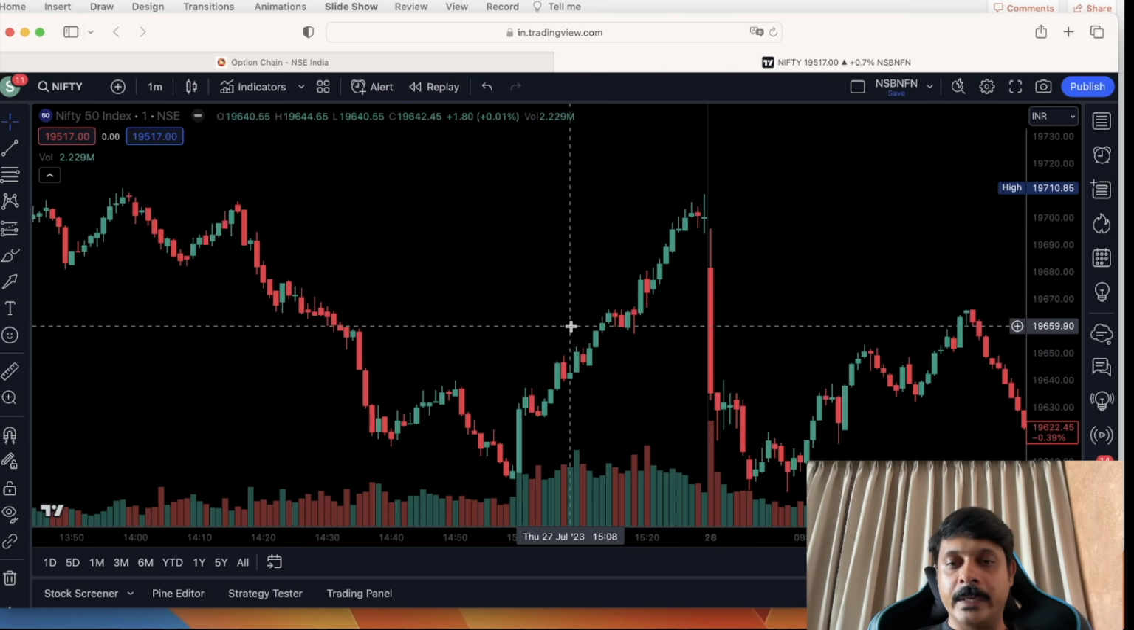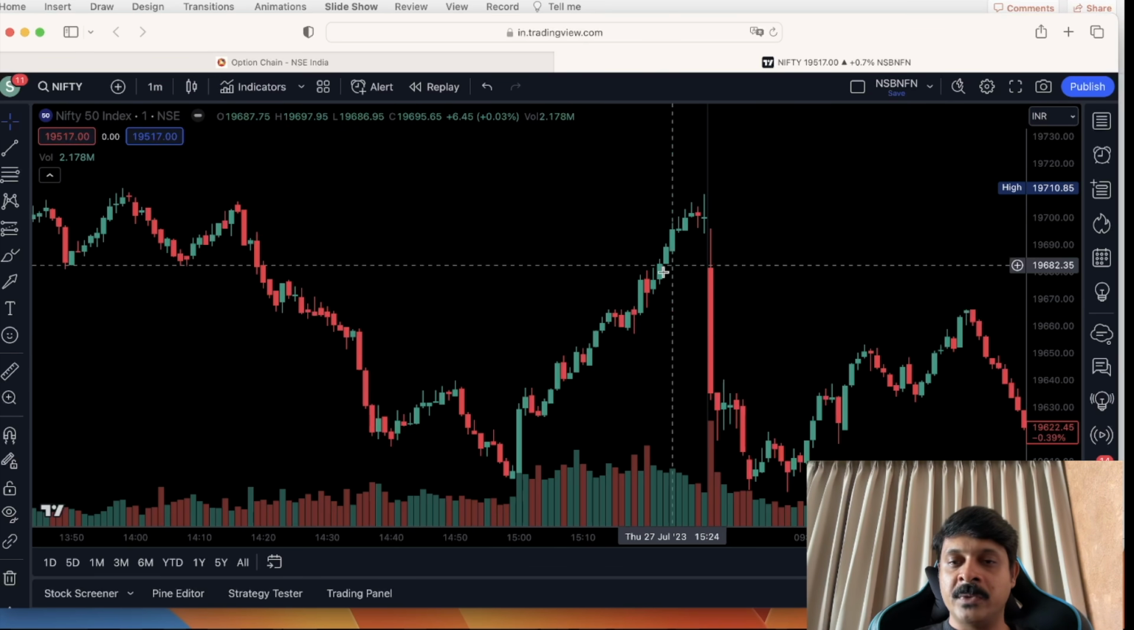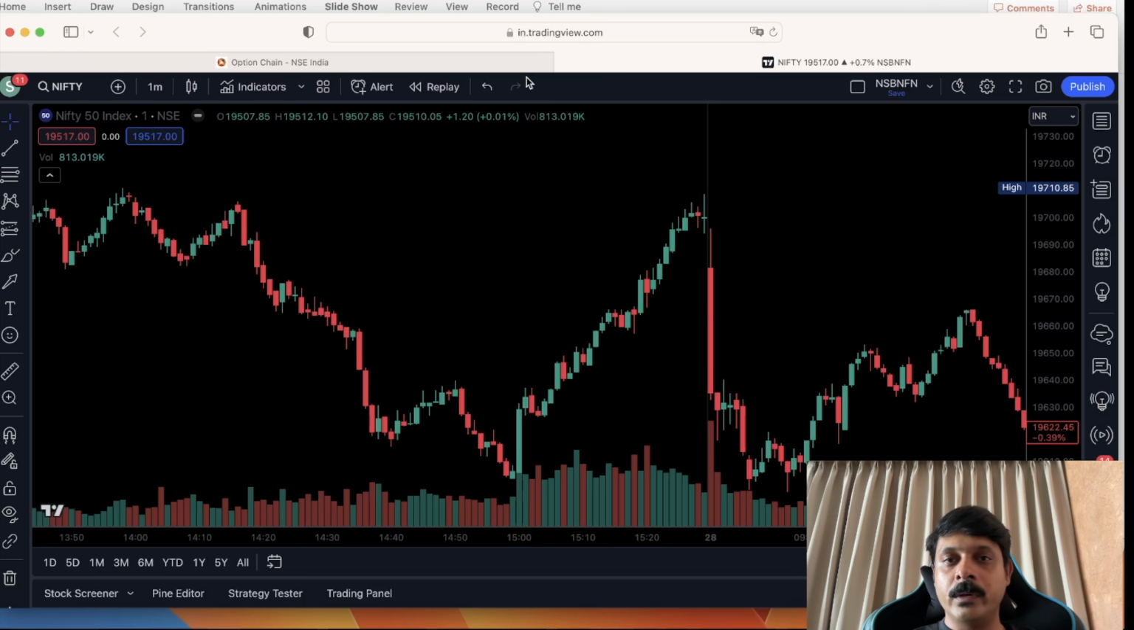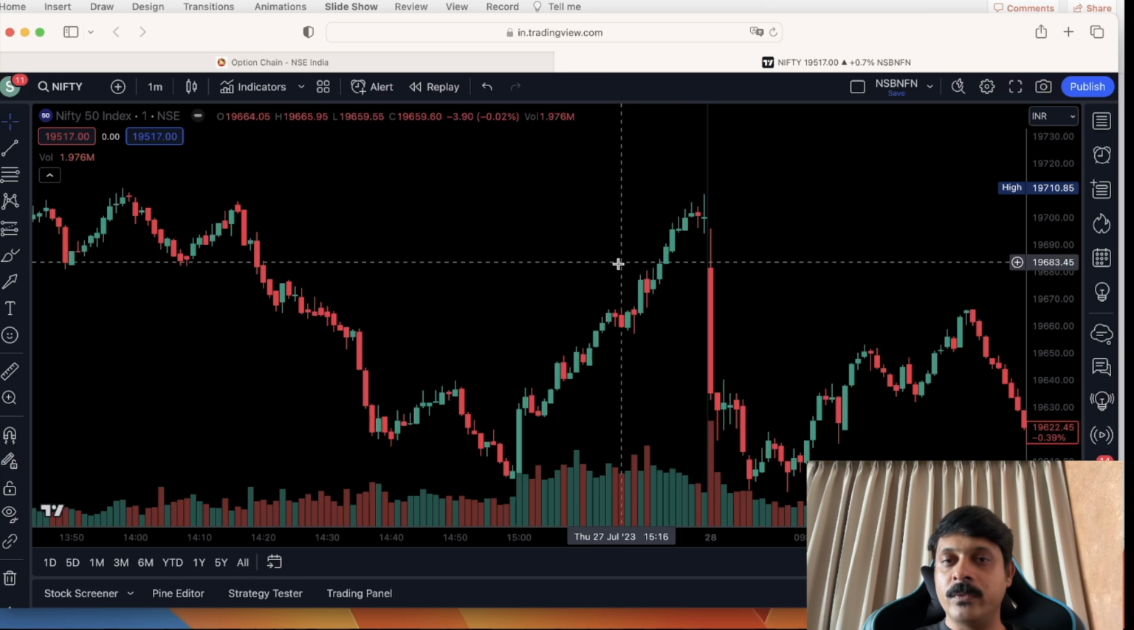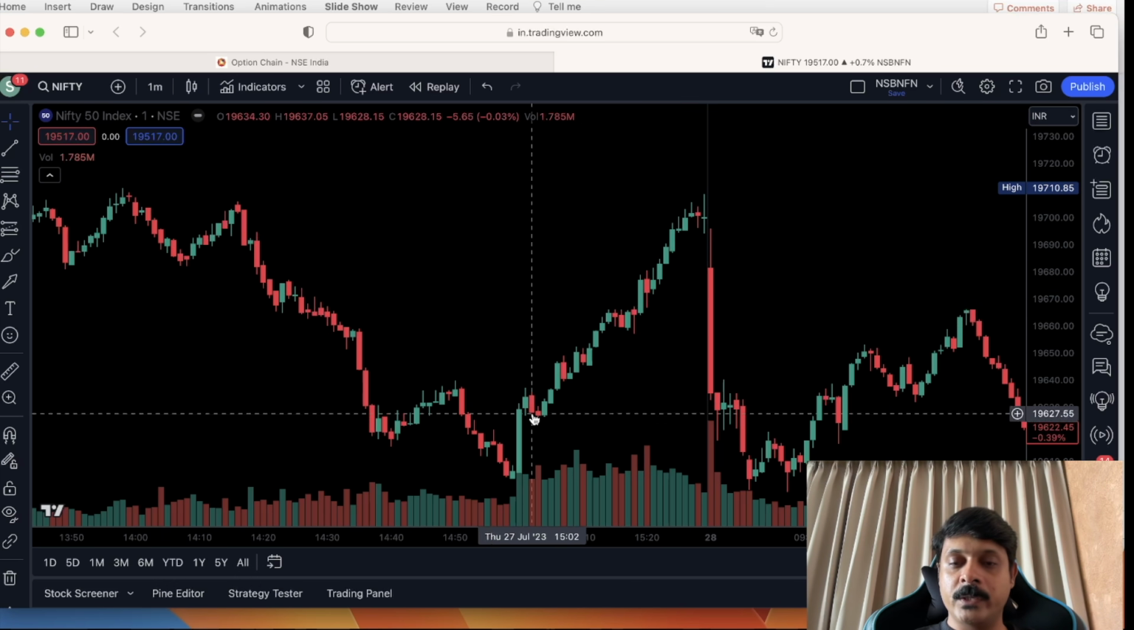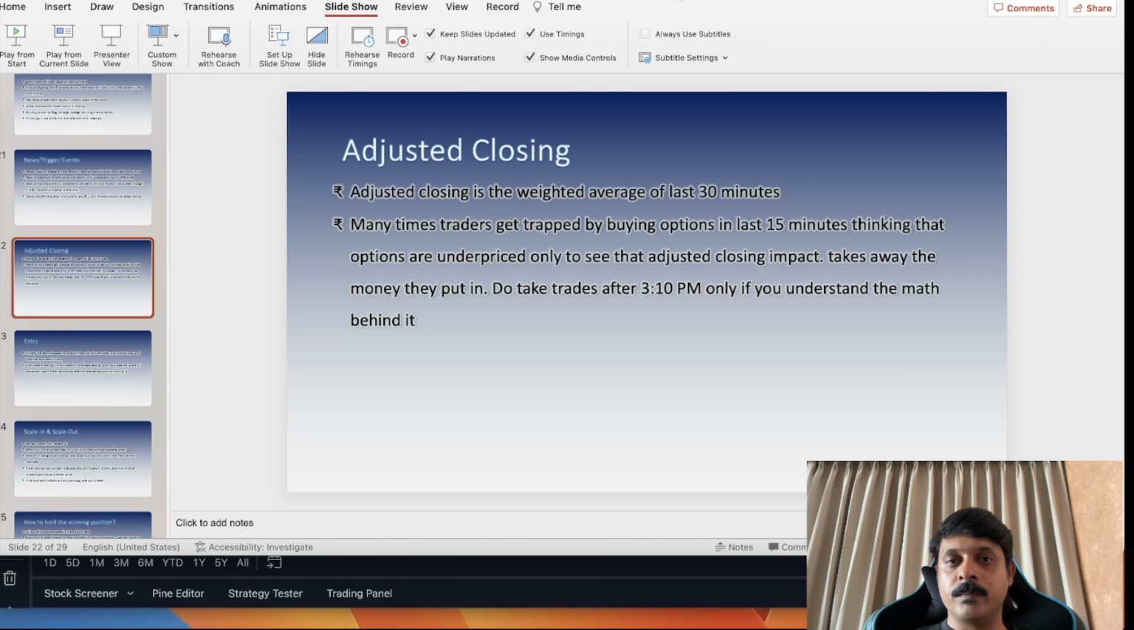So we don't get any trade, but when the price gets adjusted, there are still chances that people can get trapped there. The innocent people, or the people who don't know about it, might get trapped. So just avoid it. After 3:15, if you see any price anomaly and want to trade that, make sure you consider the adjusted closing. So that is one thing.